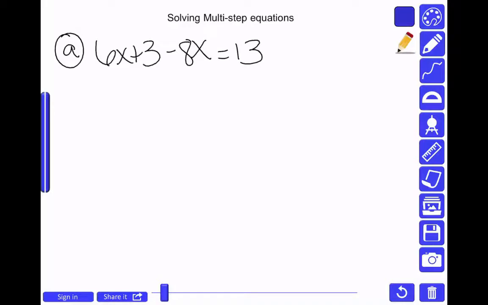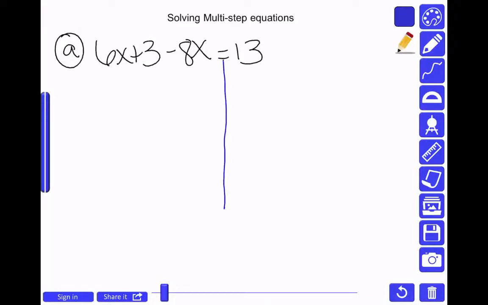This video is on solving multi-step equations. We're going to look at 5 different examples that should help you solve any multi-step equation. They're obviously all going to look a little bit different, but the process should be similar and you should find commonalities between all of them.